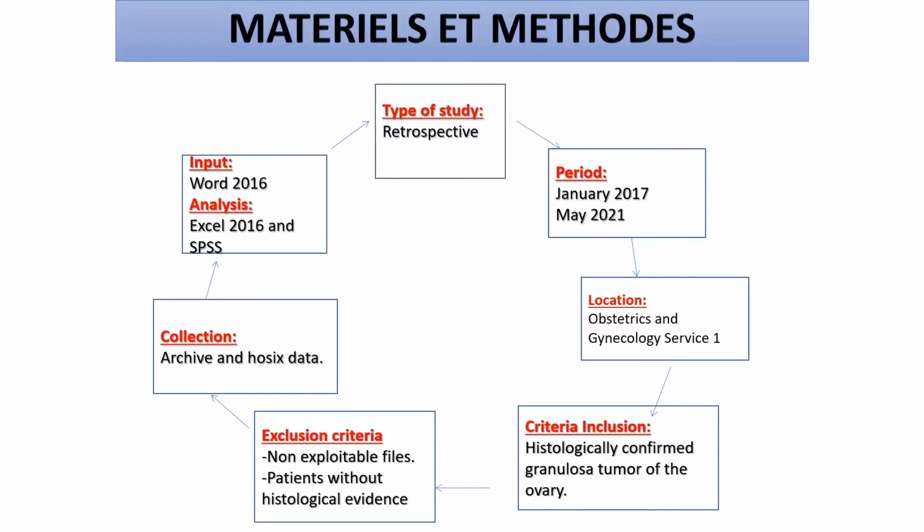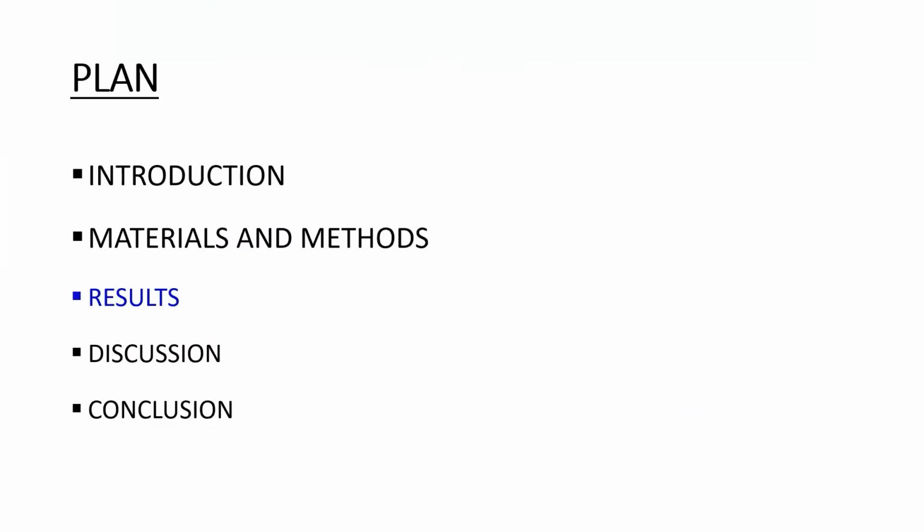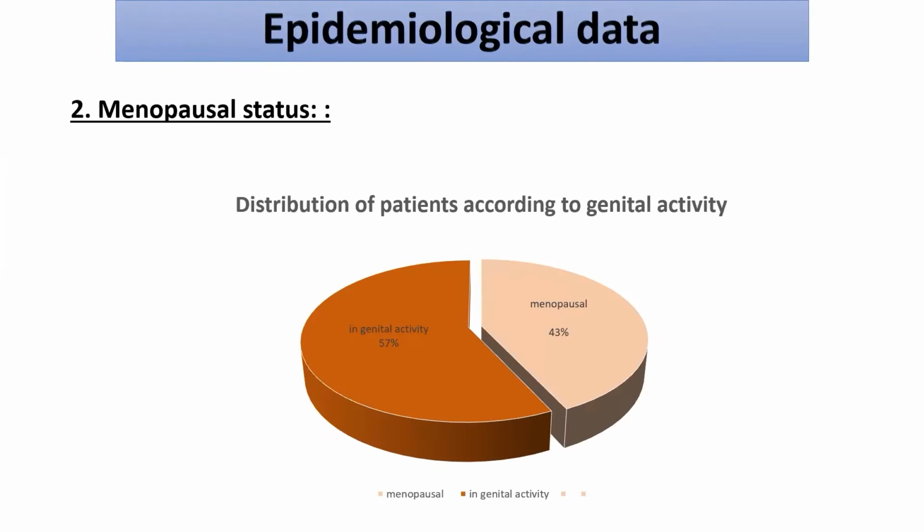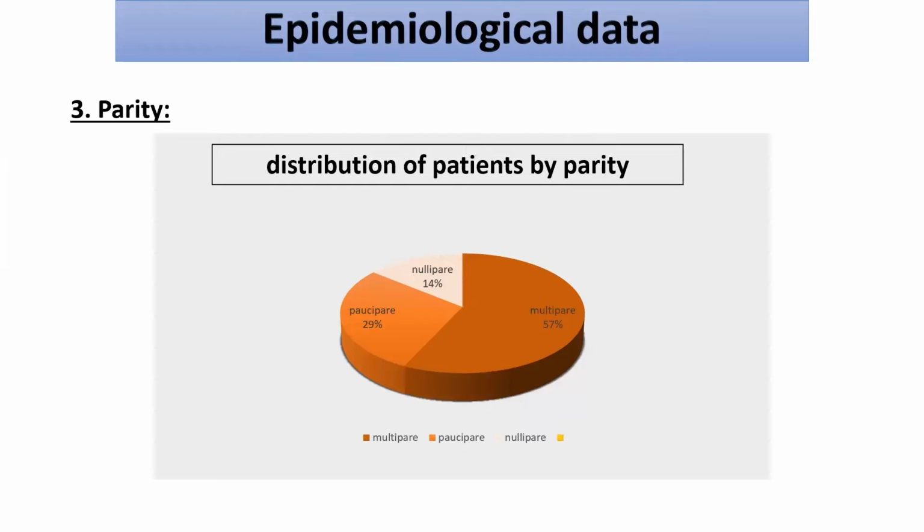Shall we pass to the results? First of all, the average age of our patients was 36 years, with extremes ranging from 19 to 68 years. More than half of our patients were nulliparous. The average delay of consultation of our patients was 15 months. Abdominal distension and pelvic pain are the most frequent signs of call.